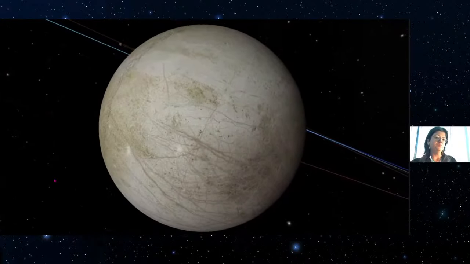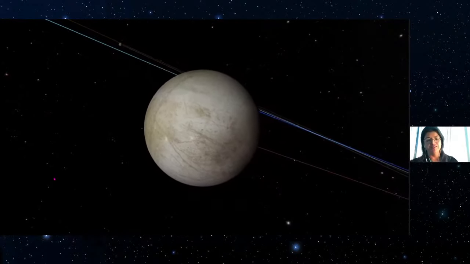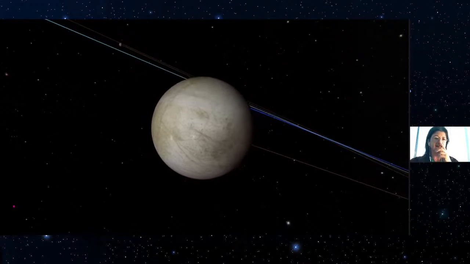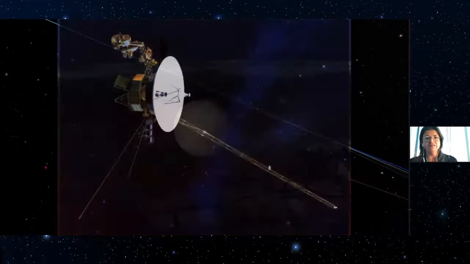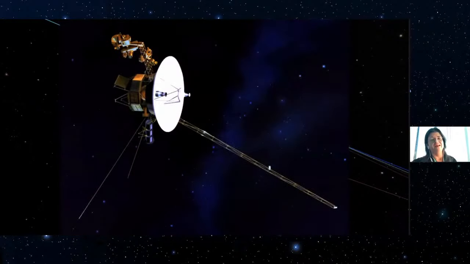Okay, so as before, we're going to end beyond the solar system, but before we do that, since we're in the outer planets, I'm going to quickly mention that there's a mission called Voyager. And Voyager is really cool for lots of reasons.